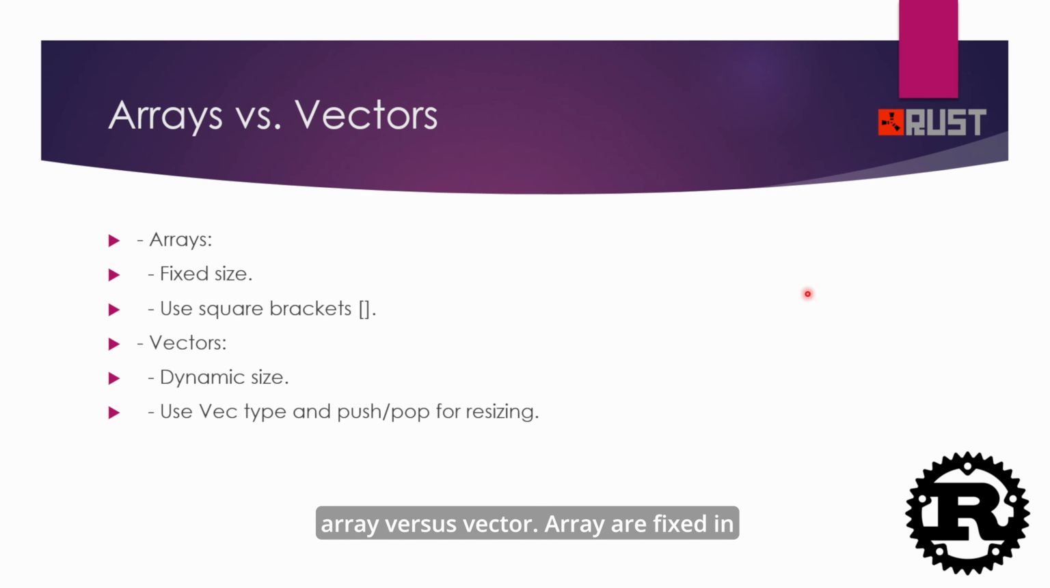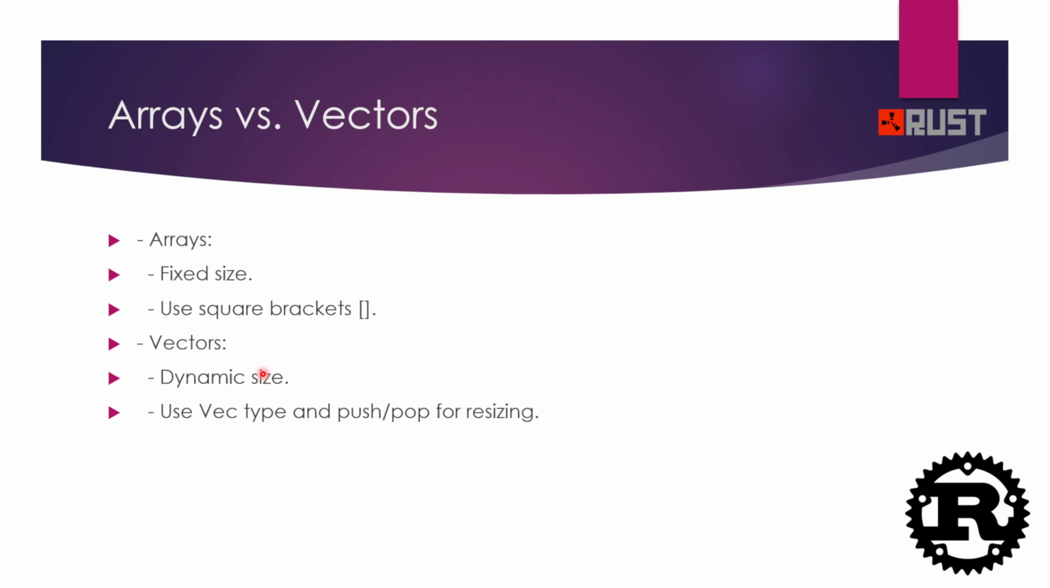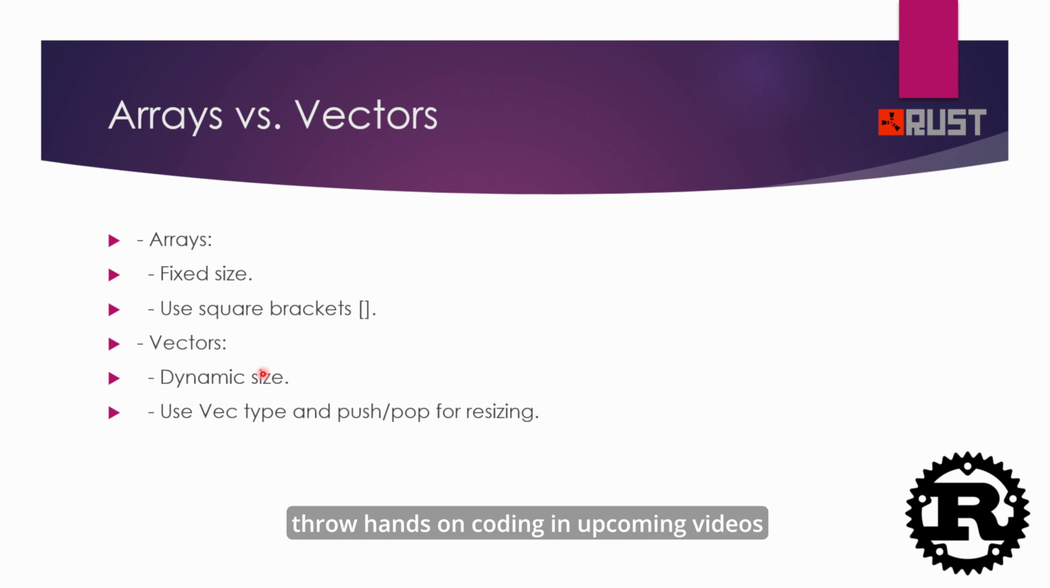Now, array versus vector. Arrays are fixed in size and defined in square brackets, while vectors are dynamic, resizable, and use the vec type. Both have their own strengths and the choice depends on your use case. We will explore these differences in depth through hands-on coding in upcoming videos.